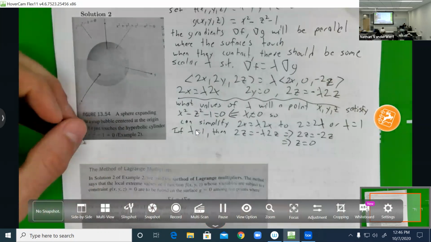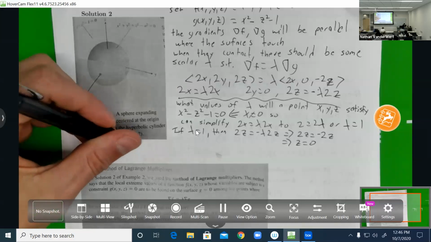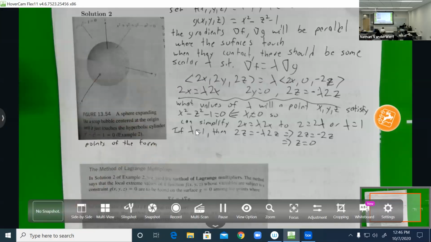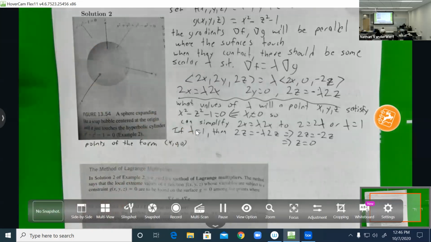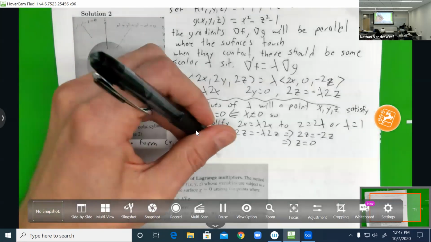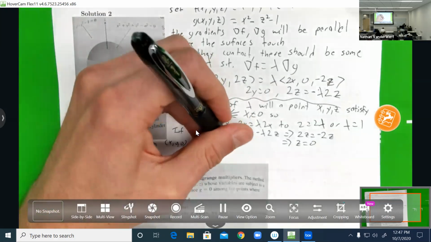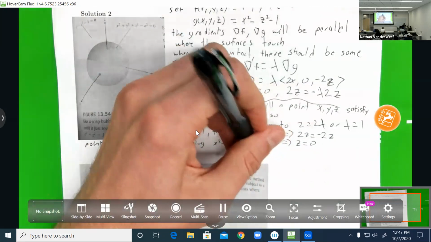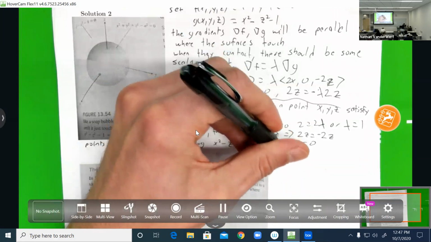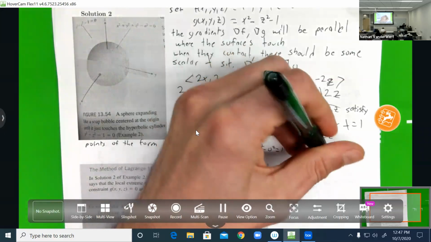So now we've narrowed it down in some sense to points of the form x, 0, 0. So now we're just going to plug it in. If we have x squared minus z squared equals 1, this is going to give us x squared minus 0 squared equals 1. So we're going to get that x is equal to plus or minus 1.